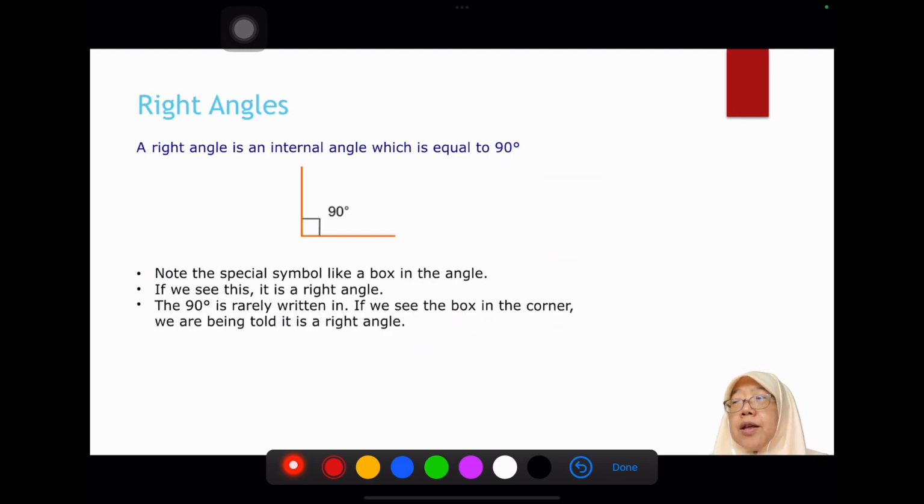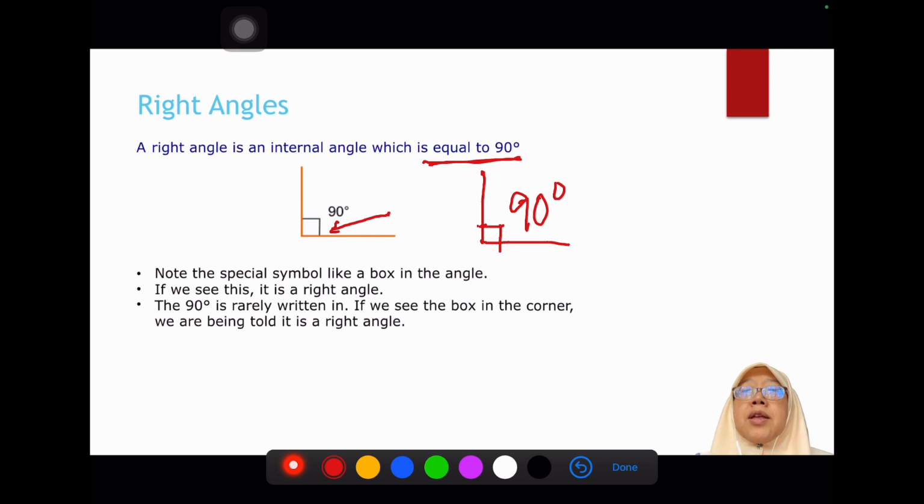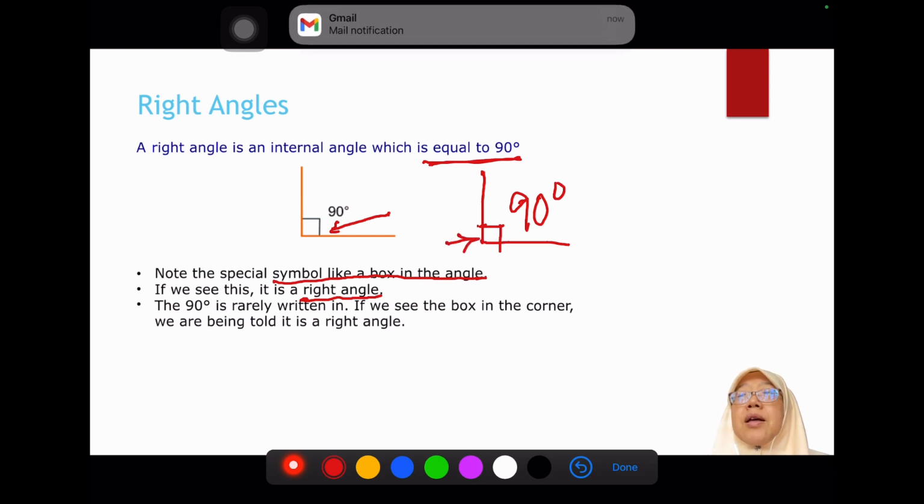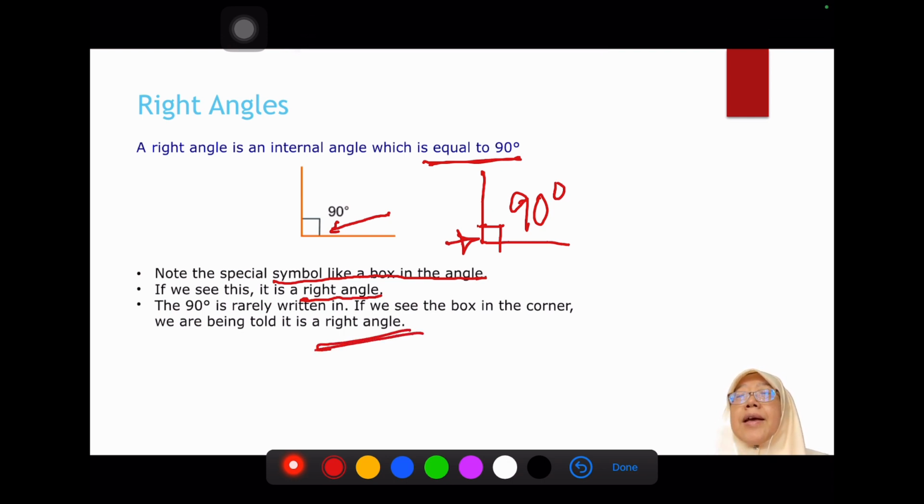Okay, the next one is right angles. When we say right angles, it must be exactly 90 degrees. So you can use a square symbol like this one to show it is 90 degrees. Sometimes it's enough to just show the square. Sometimes you need to write the angles. It really depends. Now note the special symbol like a box in the angle. This is to symbolize a right angle. So 90 degrees is barely written when you use this symbol. If we see the box in the corner, we are told it is a right angle.